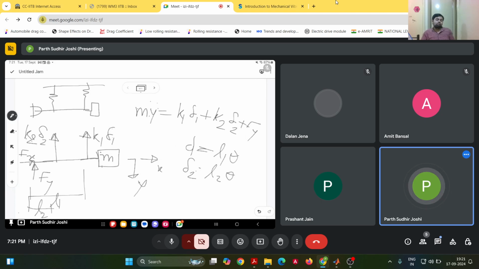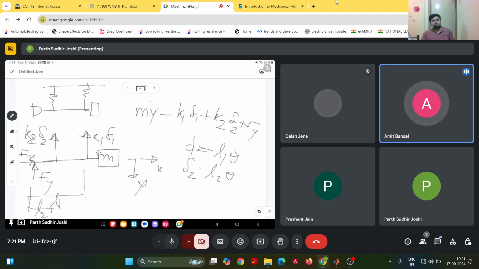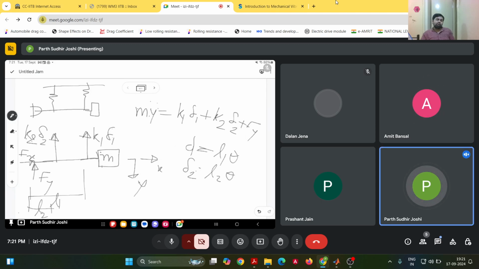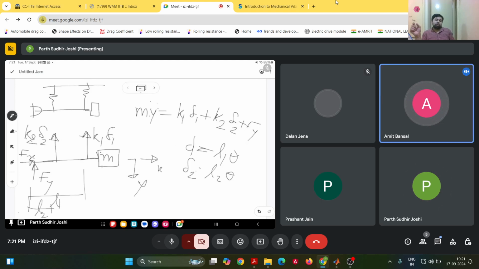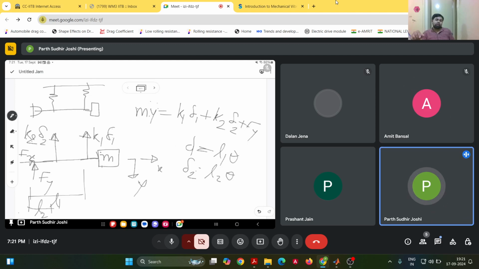Or we can just take the moment about the hinge. Now how do we know this Fy in terms of other things? But sir, if we take the moment about the hinge, both Fx and Fy will be zero, so there will be no moment of Fx and Fy. Fx and Fy will not be zero, but the moments of those forces about the hinge will be zero. Then it is much easier to write down the equation.